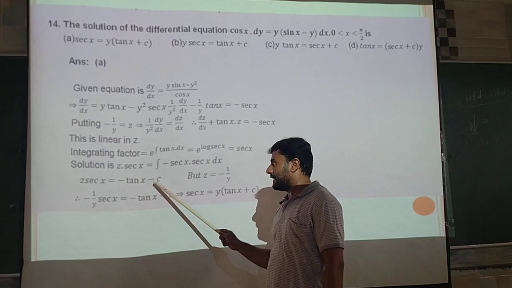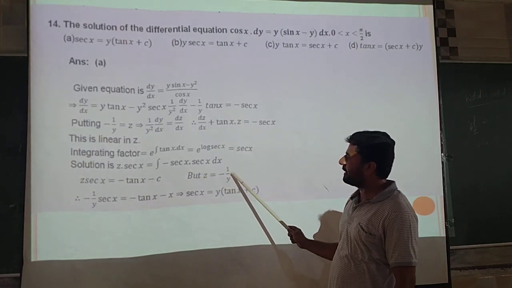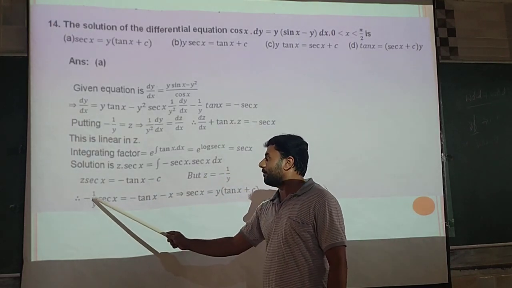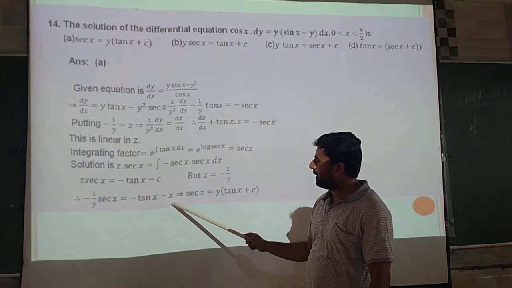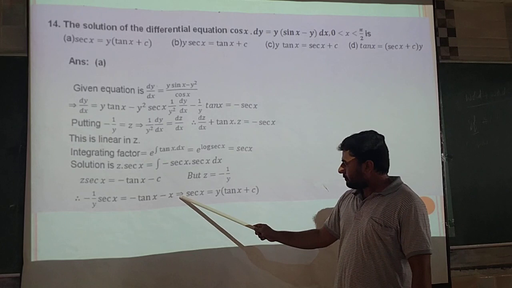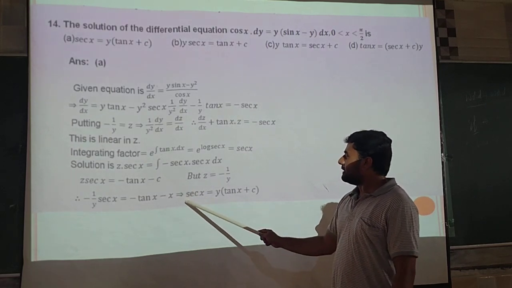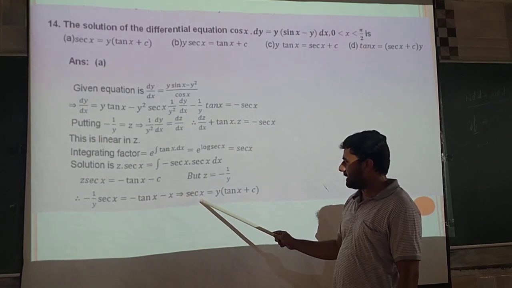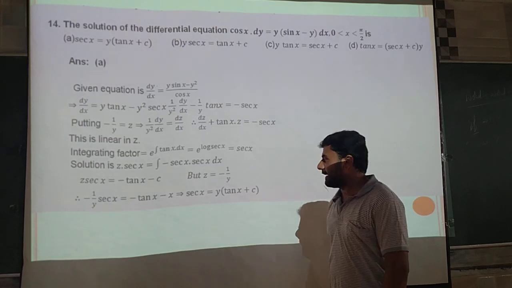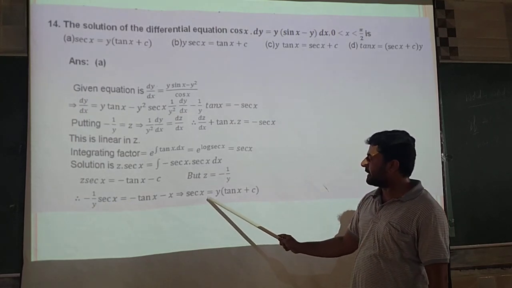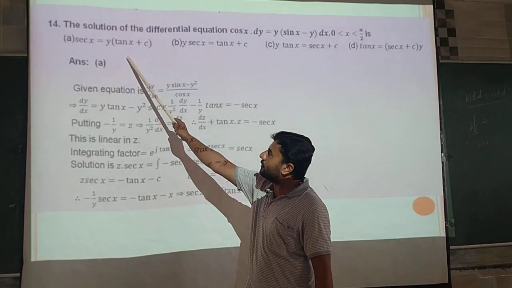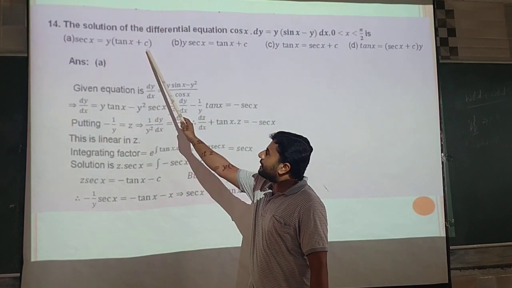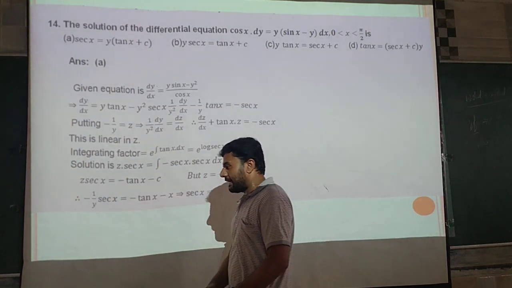z into secant x is equal to minus tan x minus c, but z is equal to minus 1 over y. So minus 1 over y into secant x is equal to minus tan x minus c. Minus signs on both sides get cancelled, and by cross multiplication, secant x is equal to y into tan x plus c. This is option C, the correct answer.